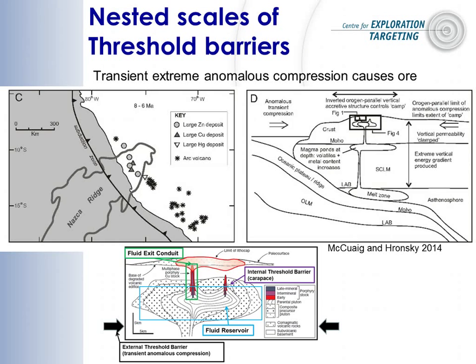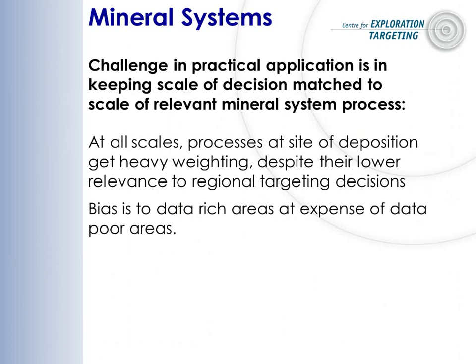You need that transient compression that clamps that vertical permeability, gets the high quality ore formation, and in fact even a third order of threshold barrier could be the physical threshold barrier you get under the carapace of previously crystallized phases of the intrusion, might even act as another nested scale. So when you apply a mineral systems approach, the key thing is having your decisions match to the scale of the relevant mineral system process.